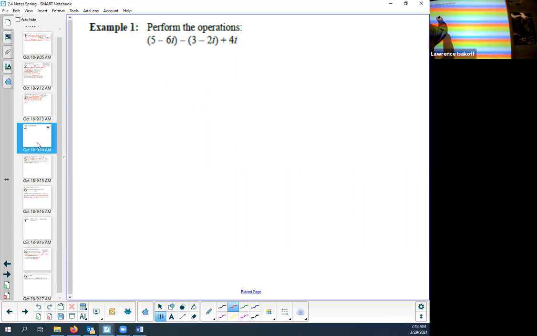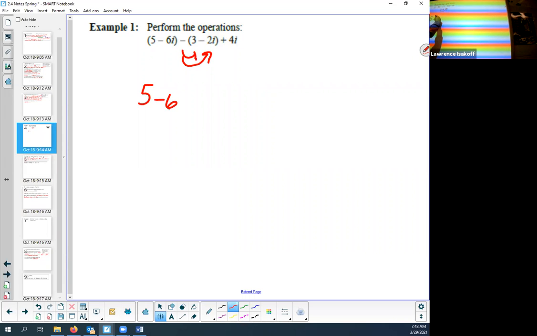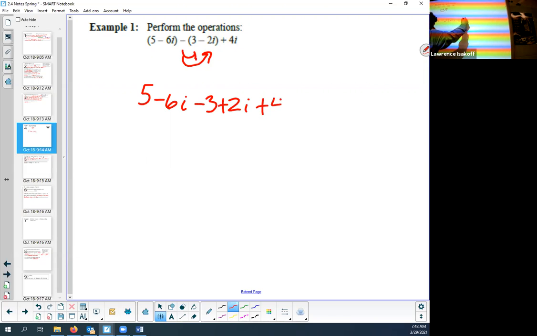So that's what I'm going to do. I'm going to start here. Let's distribute this negative sign. So that gives me 5 minus 6i minus 3 plus 2i plus 4i.